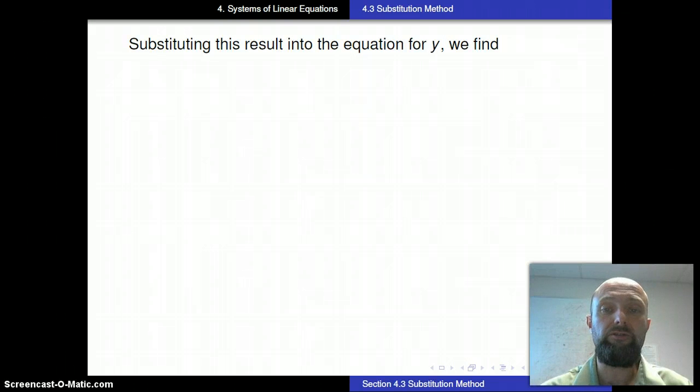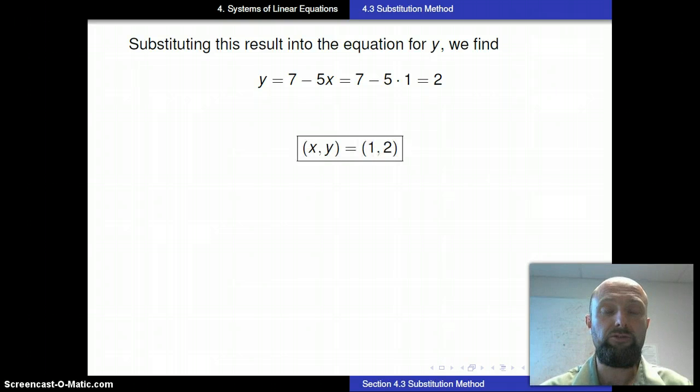Substituting this result into the equation for y, we find y is 7 minus 5x. We replace x by 1. 7 minus 5 times 1, and we find 2. Now remember that the solution of a system of equations is a couple. So be careful to make sure that x is in the first coordinate and that y is the second coordinate. So the solution is the couple 1, 2.